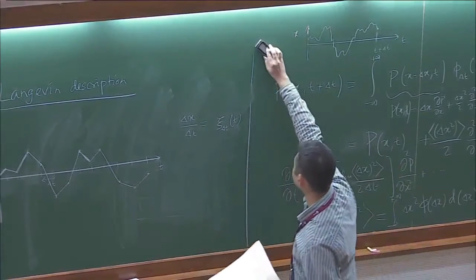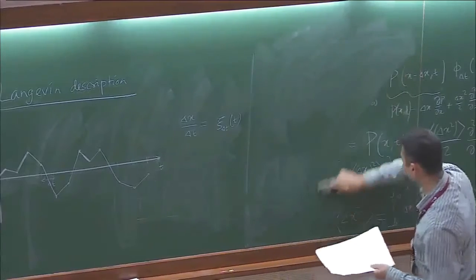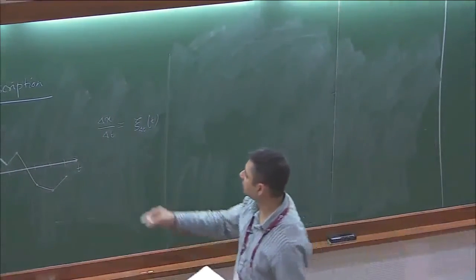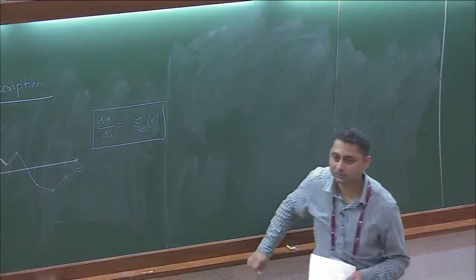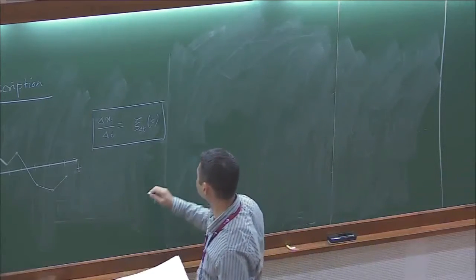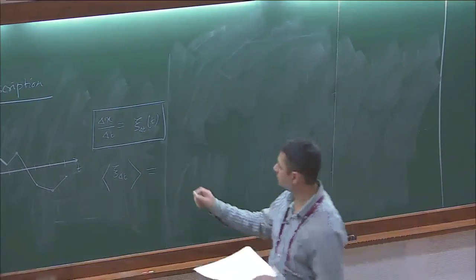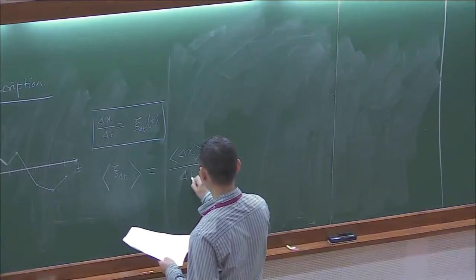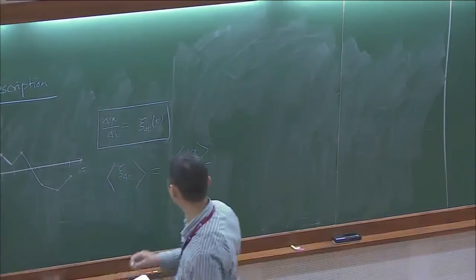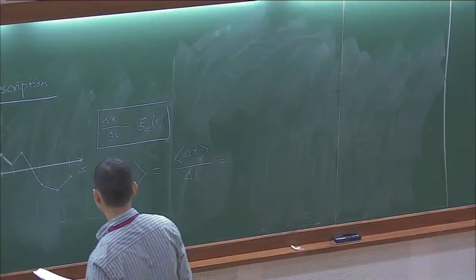To describe the properties of this noise, if I assume that the noise is some kind of Gaussian, then describing the first two moments would be enough. So what is the average of this noise, and what is the variance? The average of delta x by delta t is 0, because it is equally probable to go to the right side or the left side. So this is equal to 0. Now let's look at the variance. What is the variance?